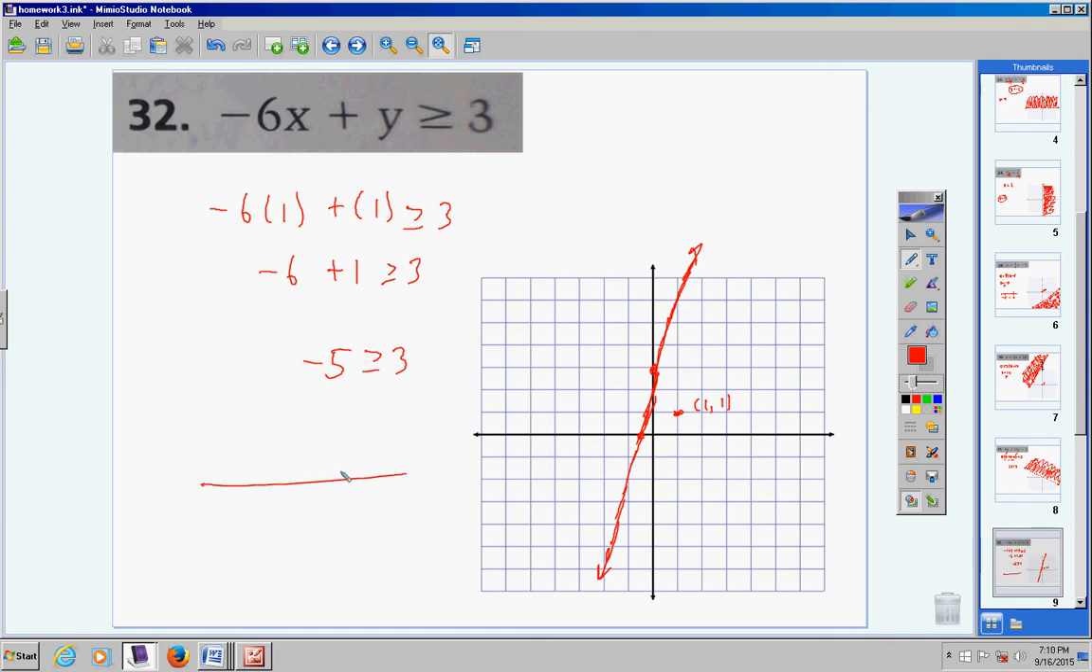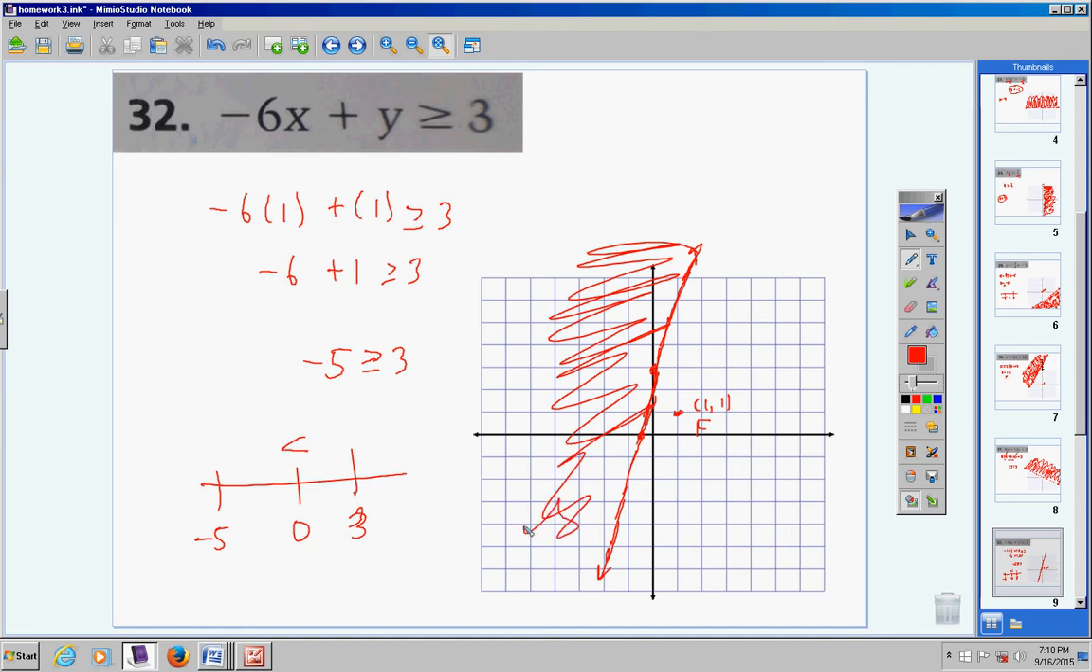Now think of a number line. Here's 3, here's 0, here's negative 5. Which number's further to the right? 3 is. So 3 is greater than negative 5, and this says 3 is less than negative 5. That's not true. This point here is false. It does not work. So I'm going to shade over here where the area is true.